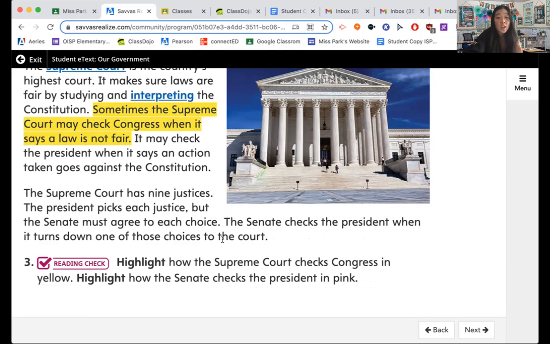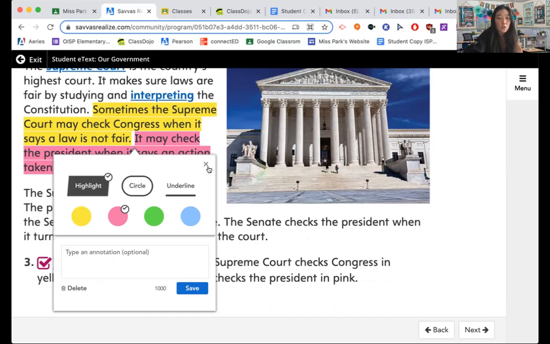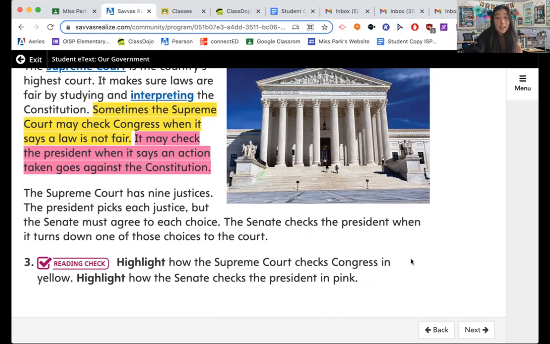Highlight how the Senate checks the president. It may check the president when it says an action taken goes against the Constitution. So if the president says, okay, you know what? I don't like it that the students get to tell Miss Park what to dress up as for Halloween. I don't think they should have an opinion. So I am the president and no more, the kids can't decide what Miss Park wears for Halloween.